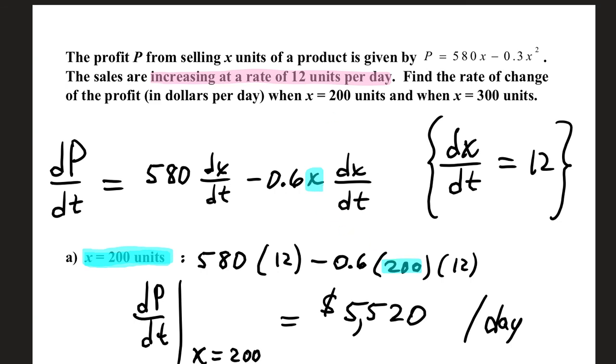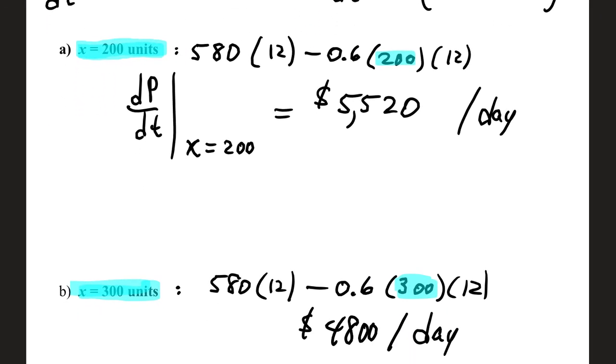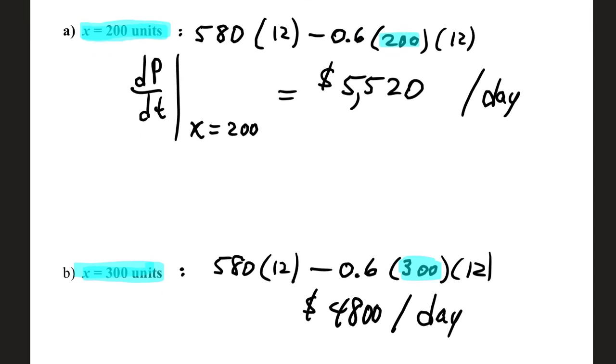Using your calculator, we get $5,520 per day as our change in profit when x equals 200 units. For part B, we're just going to change the 200 out for a 300, same derivative. The only change you make is right here. Put in a 300. Using your calculator for part B, you get $4,800 per day as your change in profit.